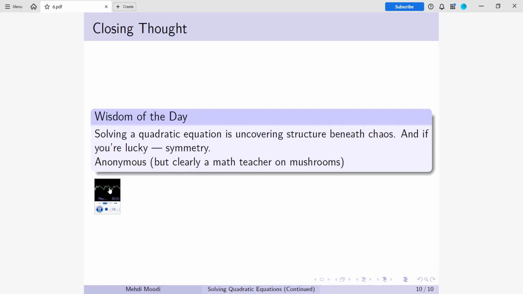Quadratic equations may look messy, but underneath the surface, there's elegant symmetry and predictable behavior. Master the methods: square root property, completing the square, and the quadratic formula, and you'll never fear a second-degree equation again. Unless, of course, it's hiding imaginary roots. In that case, bring your imaginary friend.